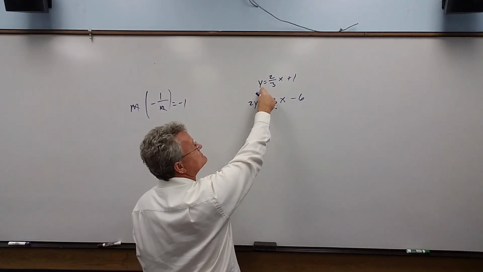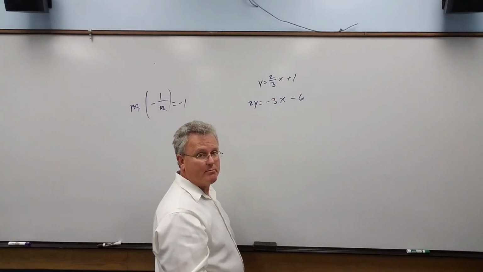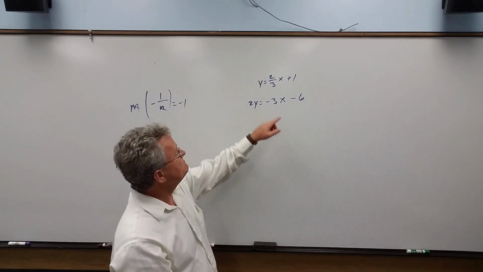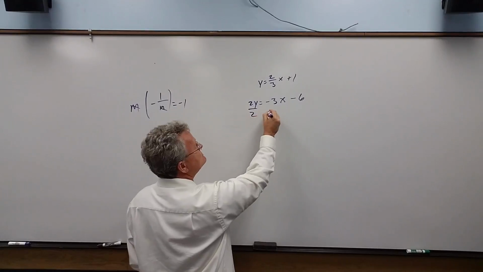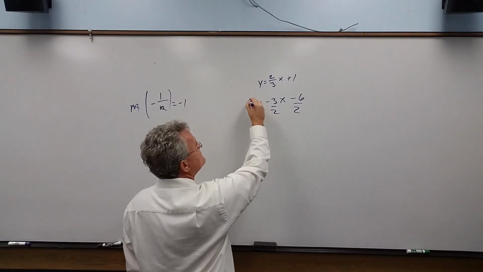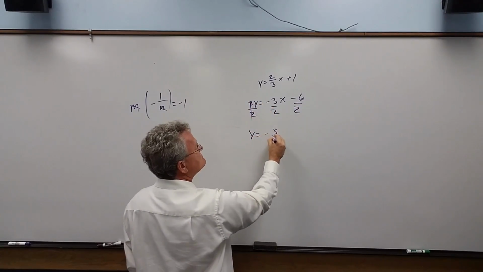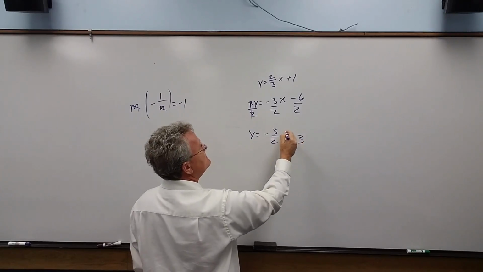So this equation is already solved. It is in the proper form, y equals mx plus b, and we can see what the slope is. Here, if we divide by 2, we end up with y equals -3/2 x minus 3.